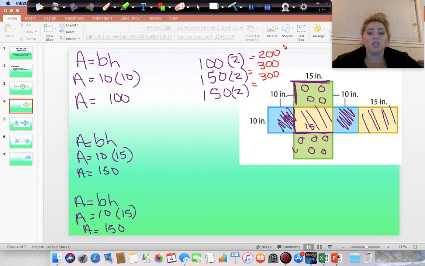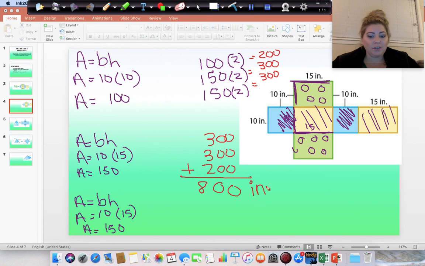So here's what you need to add up to find your surface area. 300 plus 300 plus 200. 0, 0, and 3 plus 3 is 6, plus 2 is 8. So my surface area for all of this is 800 inches squared.